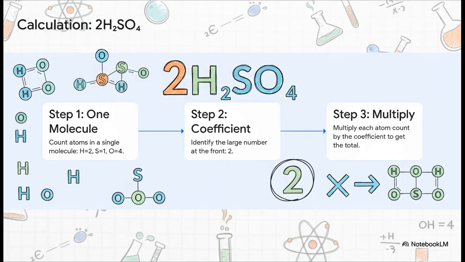So how do we use it? It's really just simple multiplication. First, you figure out the atoms in one single molecule. So here, that's 2 hydrogens, 1 sulfur, remember that invisible one, and 4 oxygens. Got it? Then, you just multiply each of those counts by the big coefficient out front, which in this case is 2. Simple as that.